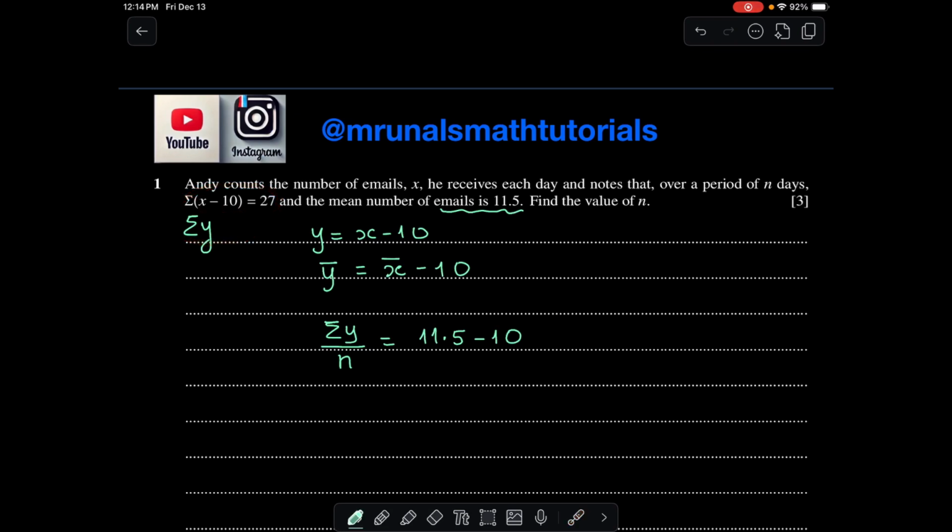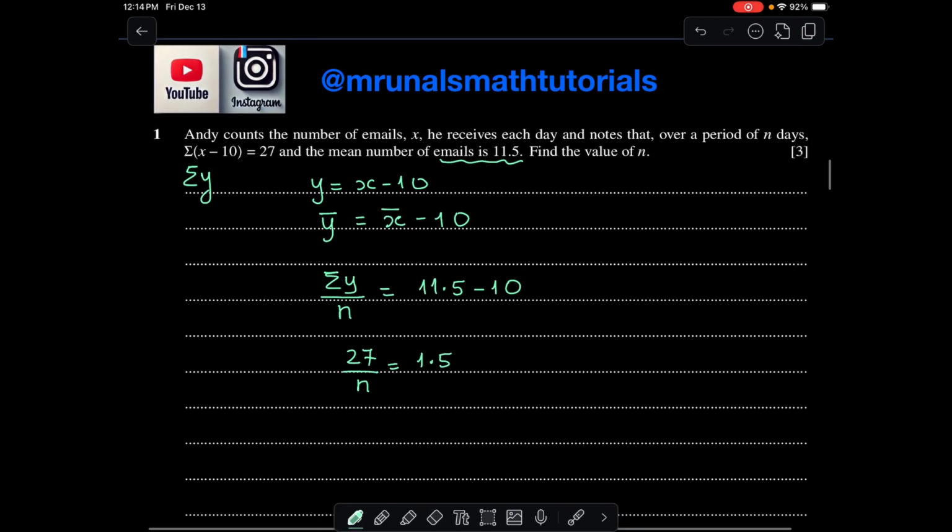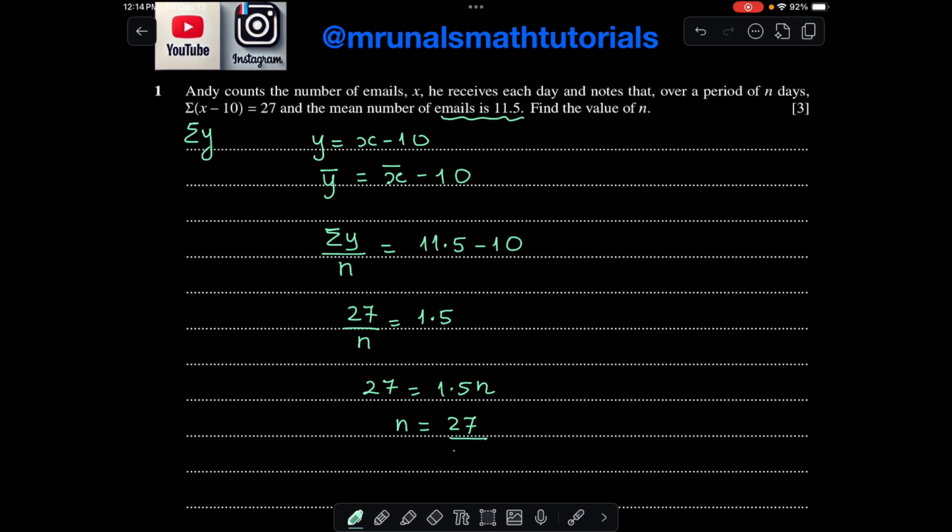So this is going to be 27 over n is equal to 1.5. Let's cross multiply. If you cross multiply, you get 27 is equal to 1.5n, or n is equal to 27 divided by 1.5. That gives me n equal to 18. So the value of n is 18. So that's question 1 using coding.